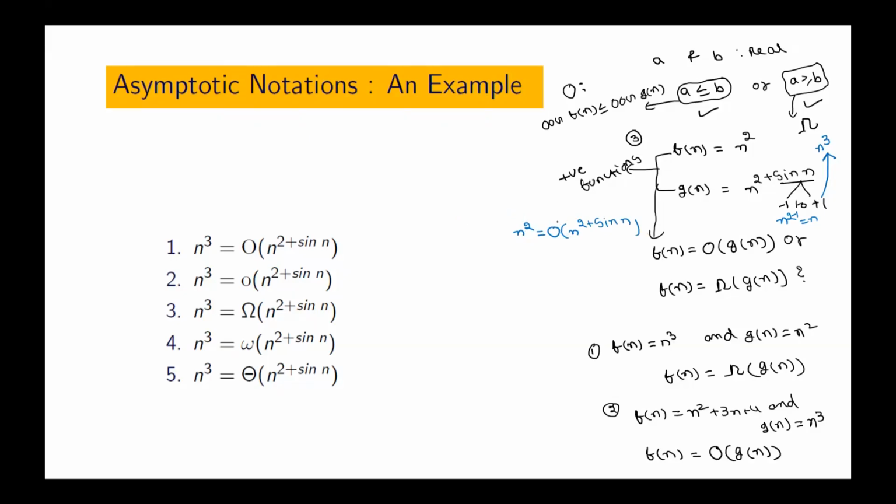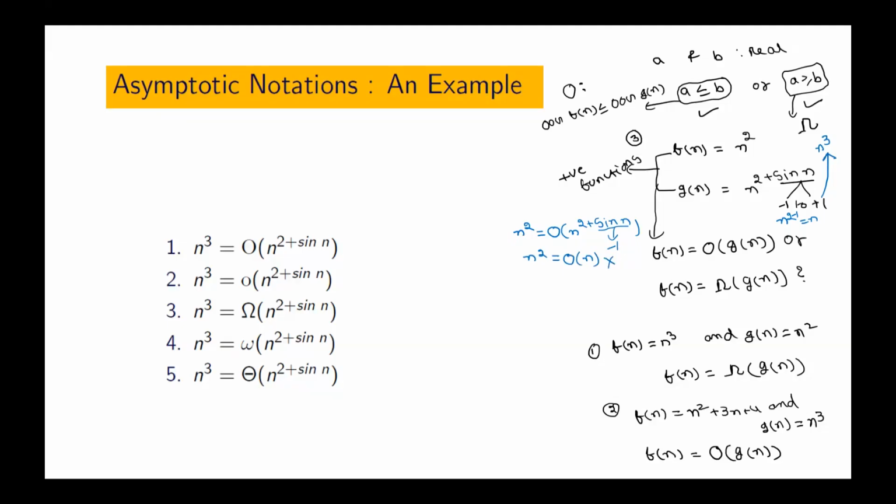For certain cases, it depends on the value of sin n. So finally, is the answer true or false? It is false. Why? Because if this sin n value becomes minus 1, then we would be saying that n square is big O of n. That means it is false. So there is no guarantee that always n square is big O of n power 2 plus sin n.